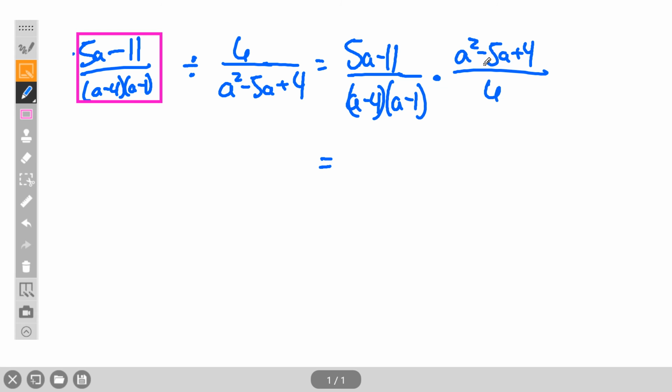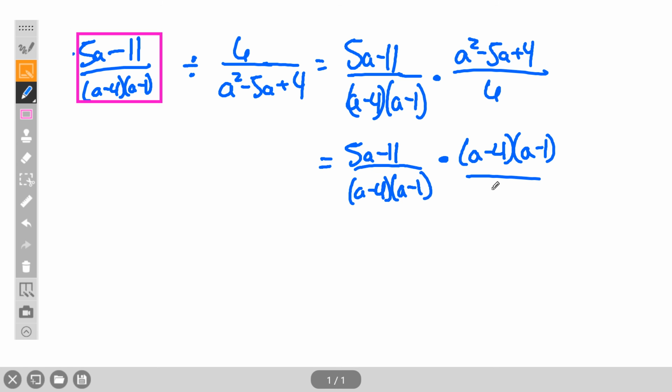Okay, so now we factor everything that can be factored. So this first one's already factored. We just need to factor the second one. A squared minus 5a plus 4 factors into a minus 4 and a minus 1. And 6 just factors into 3 times 2.